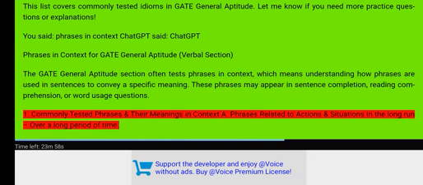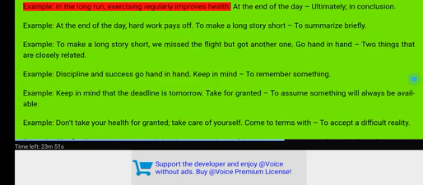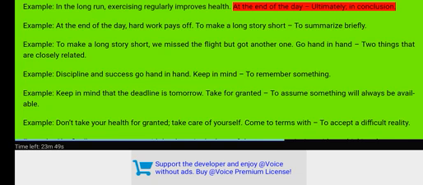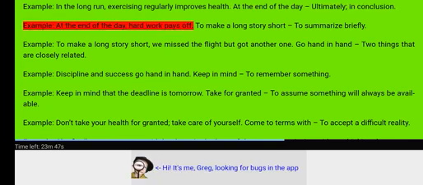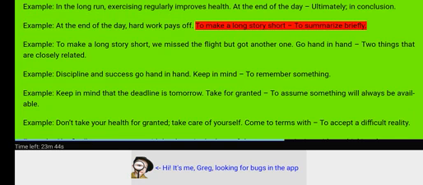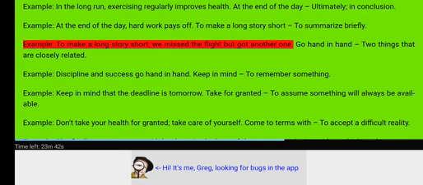A. Phrases related to actions and situations. In the long run, over a long period of time. Example, in the long run, exercising regularly improves health. At the end of the day, ultimately, in conclusion. Example, at the end of the day, hard work pays off. To make a long story short, to summarize briefly. Example, to make a long story short, we missed the flight but got another one.